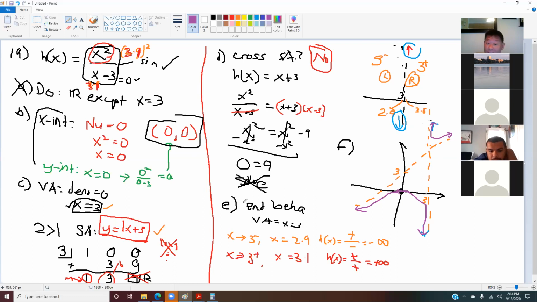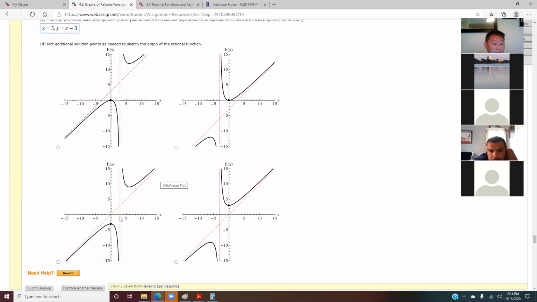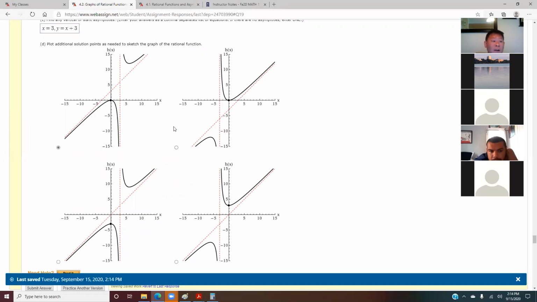But this is what you need to do for my test. This is all worth 12 points in your test. But on your online homework, it will be this one because it will touch at 0, 0. So your online homework already graphs a lot of things for you. That's why on your online homework, look at that.